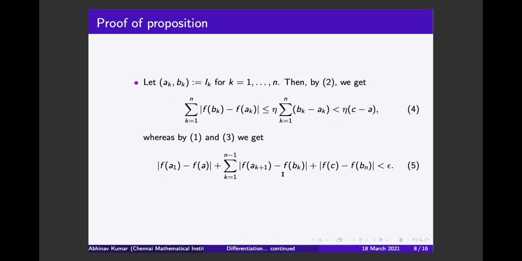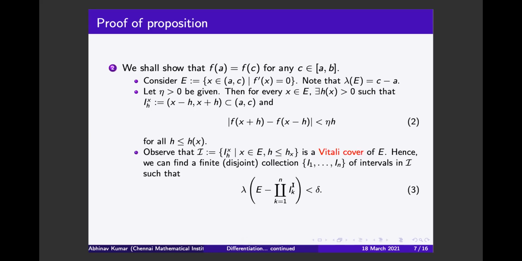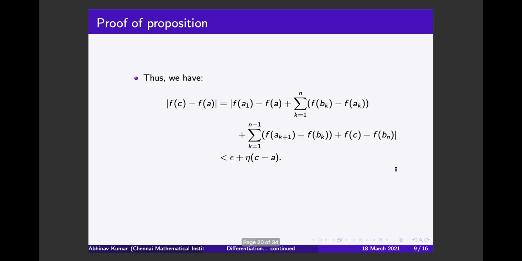basically this whole entire thing represents the part that is this thing. And if it had measure less than delta, and these are intervals, they're all disjoint, so the Lebesgue measure is just going to be the sum of the individual lengths. And then by 1, it follows that this entire thing is less than epsilon. Thus, this is what we have.